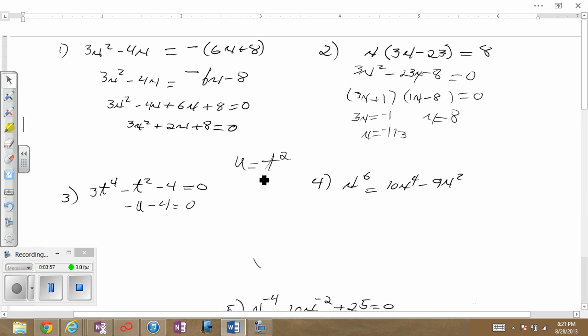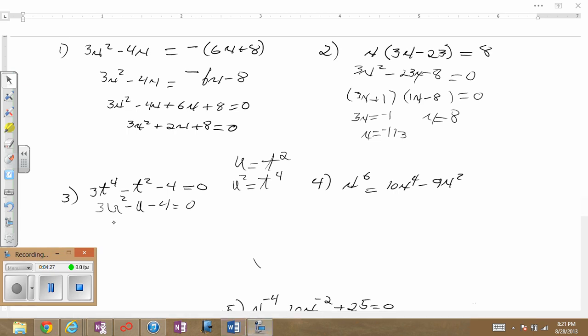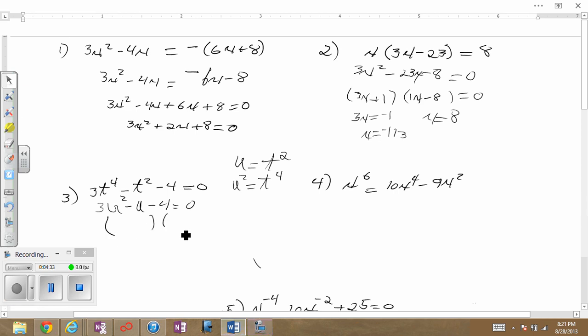Well, if u is equal to t squared, and if I square u, then that must mean I have to square t squared, which gives me t to the 4th. So over here, I can't have these mixed variables in that equation. I have the t to the 4th, which I've now identified as u squared. So this can now be 3u squared. And now the equation is ready to factor, but it's going to factor in terms of u. Okay, so let's proceed with that. Factor that in terms of u.